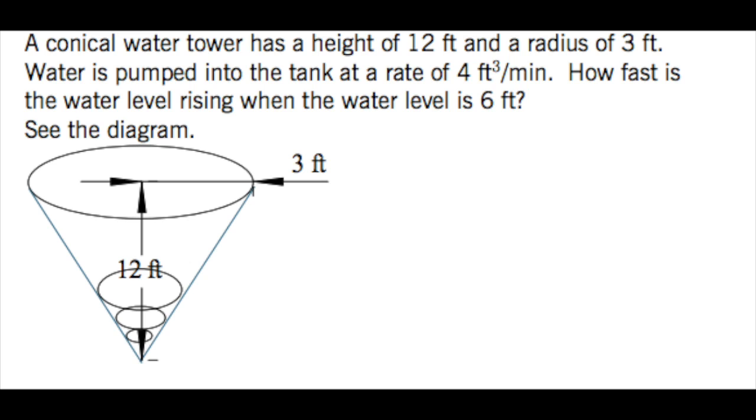Example number 4. A conical water tower has a height of 12 feet and a radius of 3 feet. Water is pumped into the tank at a rate of 4 cubic feet per minute. How fast is the water level rising when the water level is 6 feet? See the diagram.